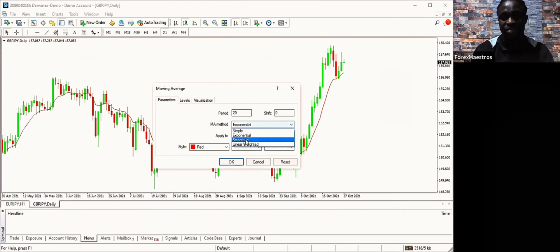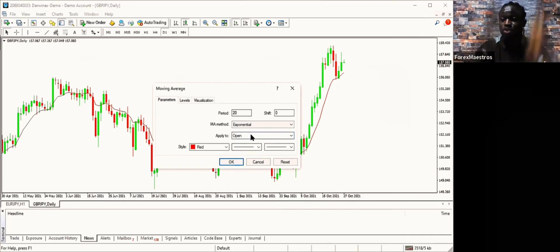Under the method, you have simple, and you have exponential. Exponential is good. And you say apply to close or to open. Under apply, you have close, open, high, and all of that. They can tell you to apply to close or to apply to open. Let's say we want to apply our period 20 to open. I'm not teaching you any strategy. I'm just showing you where you will get this, okay?